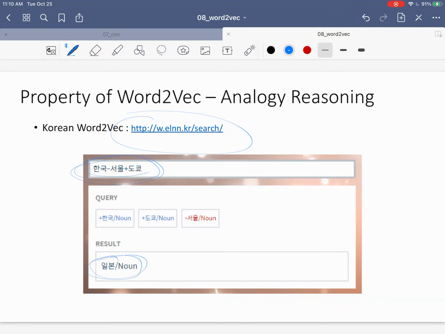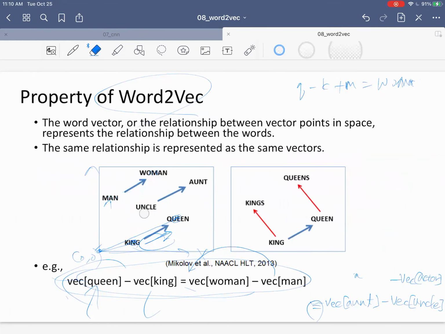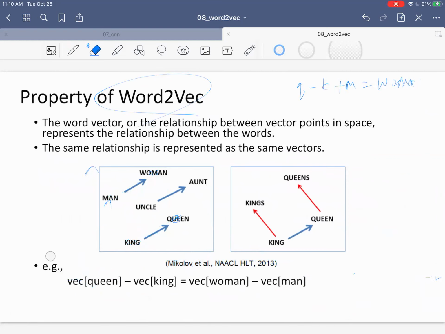오른쪽 일본이 나오겠죠. Right. So the one thing to note is that if you do this, it doesn't automatically give you the exact answer. So this is a vector. The vector minus vector is a vector, right? And this is another vector, and you can see how similar two different vectors are using inner product or Euclidean distance.